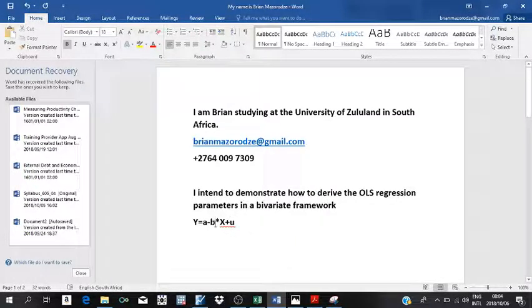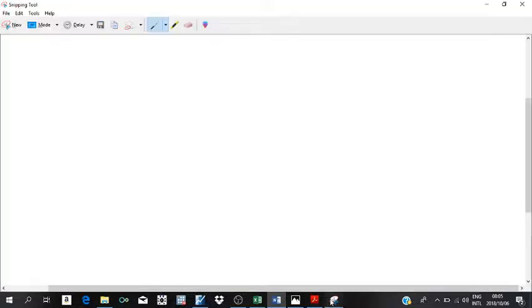Now I want to show you how we derive beta and A using the ordinary least squares regression technique, because the OLS is a method, sorry, not a model. This is the model. The OLS is a technique which allows us to get the unknown values of beta and A, which is our intercept. Now, the way we write our model is this.